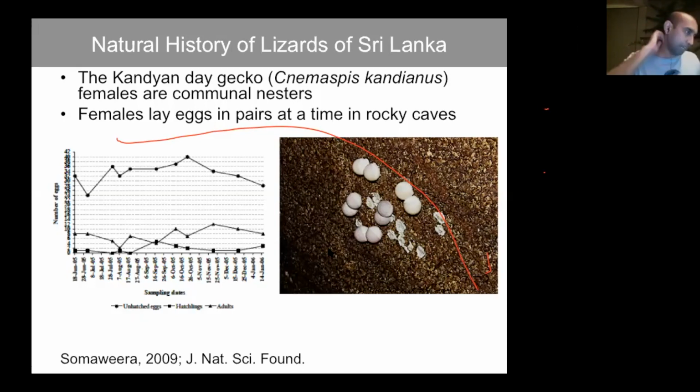So his findings suggest that the females of the gecko seem to be coming to the same nest site during different seasons, and in a particular season, several females will come to that same site to lay eggs. So this is what we call communal nesting, and then these geckos mostly prefer cold, shady, cave-like or boulder environments.